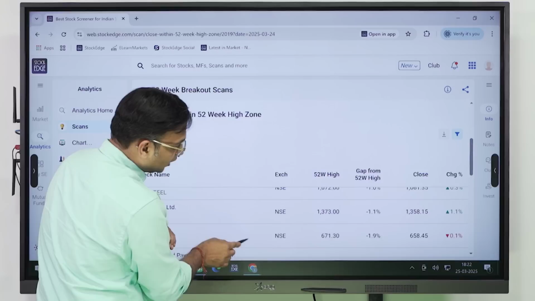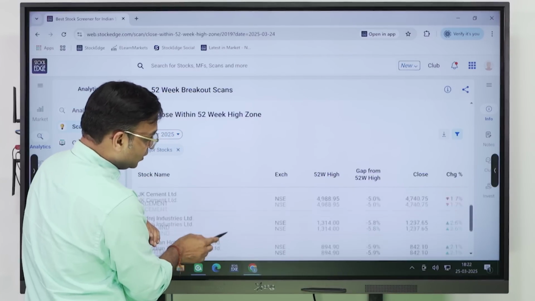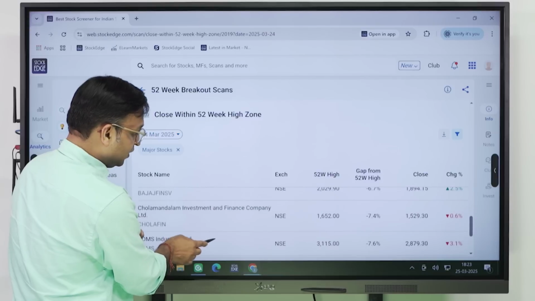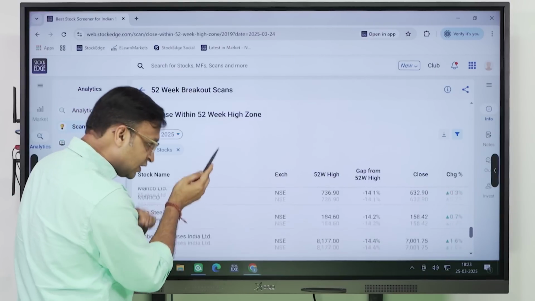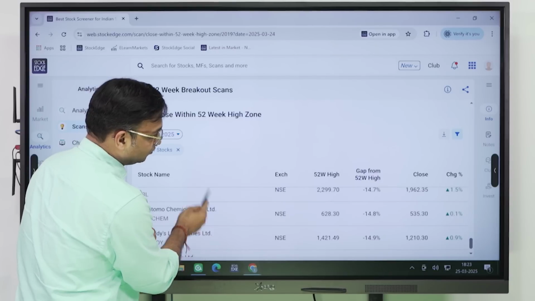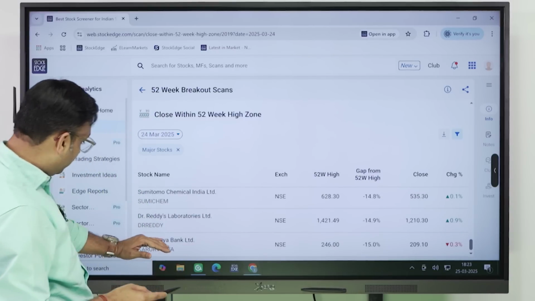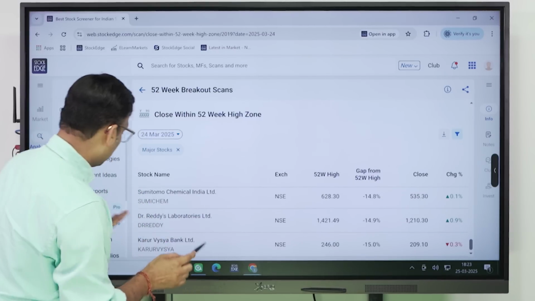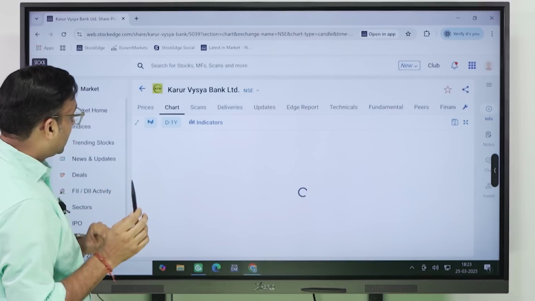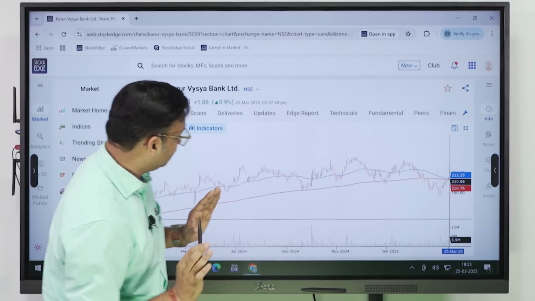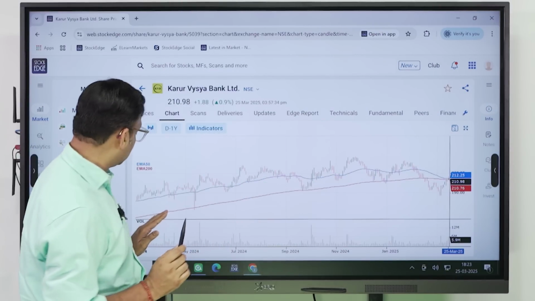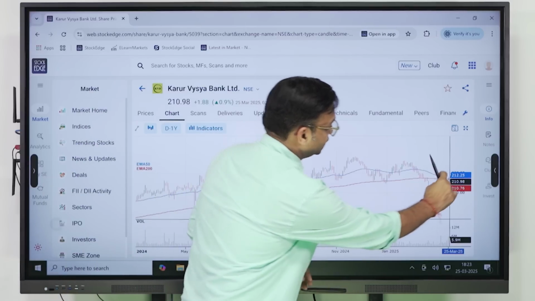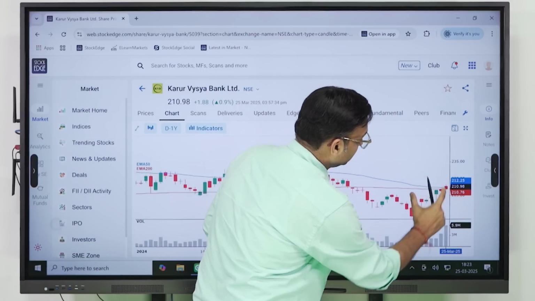Okay, let's go down. Let's see. Can we go absolutely down and see the stock which is right at the 15% of the 52-week high, right there? Here we have Karur Vysya Bank. Okay, let's go inside this. Again, not a recommendation, just giving you an indication. So this is the 50-day moving average. This is the 200-day moving average, which is the prices. Let's zoom in. All right.